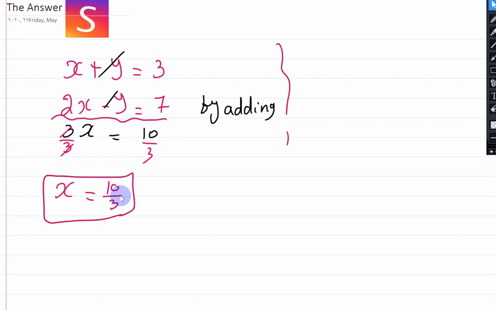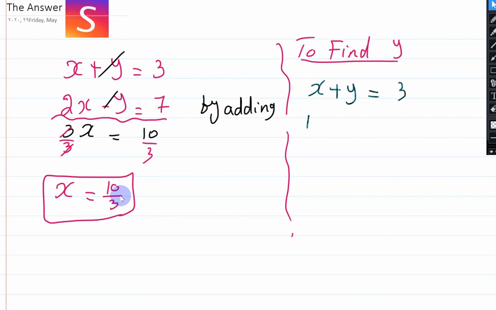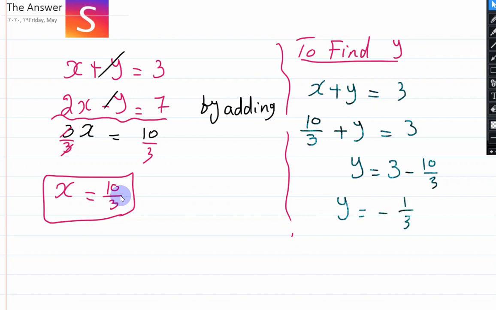Now I need to find the value of y. I'm going to choose any one of them and substitute in it. So I'm going to choose the easiest one, x plus y is equal to 3. Substitute with the value of x: 10 over 3 plus y is equal to 3. So y will be equal to 3 minus 10 over 3, because I take the fraction to the other side. So y will be equal to minus 1 over 3, because here it will be 9 over 3, so it will be minus 1 over 3, and this will be the final solution for my equations.